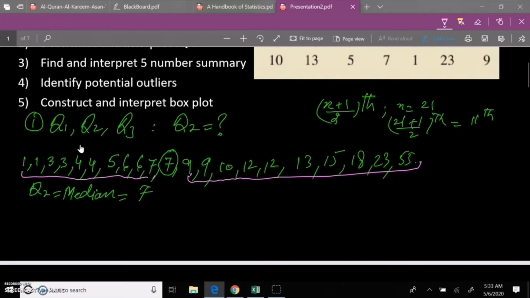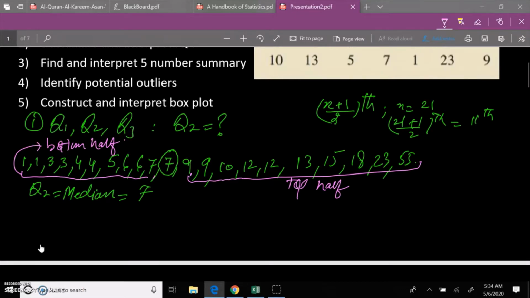This is called the bottom half, and this is called the top half. Once we have found the median of the entire data set, we can find either Q1 or Q3. It doesn't matter, right?